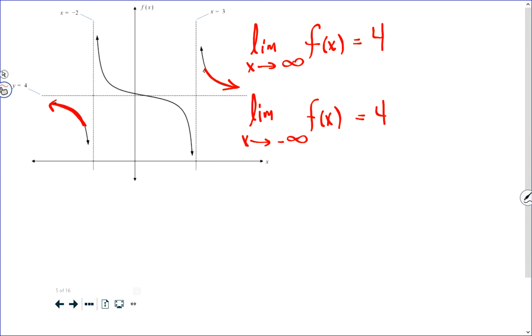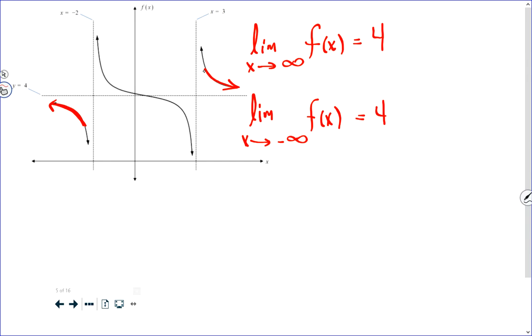It should make sense to you based on the graph that we're looking at that as x gets larger, y on the right gets smaller and closer to 4, and y on the left, as you approach negative infinity, gets bigger, but it's still approaching 4.